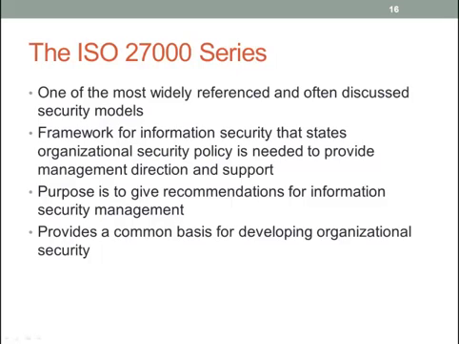So looking at some particular types of security frameworks, one of them that most of us should be familiar with is the ISO 27000 series. It's the most widely referenced and often discussed security model in information technology. It's basically a code of practice for information security management, and it was originally published as the British standard BS 7799. Organizational security policies are needed to provide management direction and support for the information security program within any particular organization.